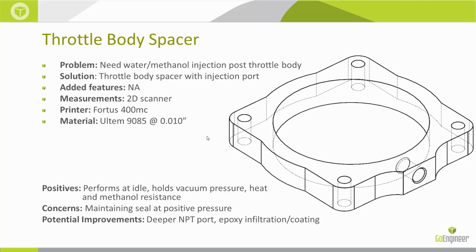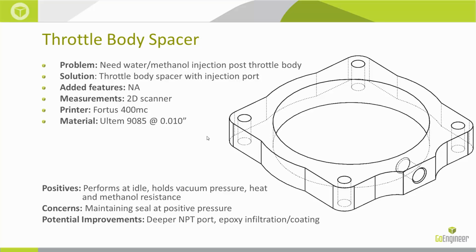So the positives, it performed at idle, which means it holds a vacuum pressure. The vacuum on my car is not high vacuum. It's about 6 to 10 inches of mercury. It's heat and methanol resistant. The concerns, maintaining a seal or maintaining integrity at positive pressure. So if I were to drive this around and go into a boost pressure, is it going to still maintain? I'm not 100% certain, but the epoxy infiltration would help with that. Another potential improvement here would be a deeper NPT port.